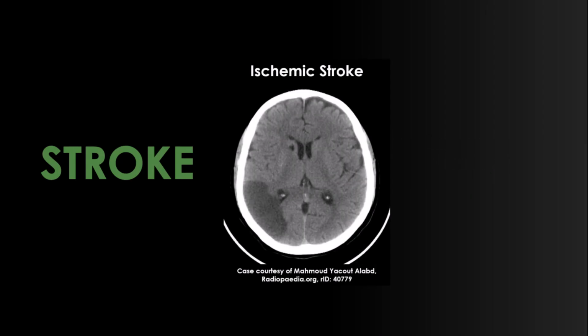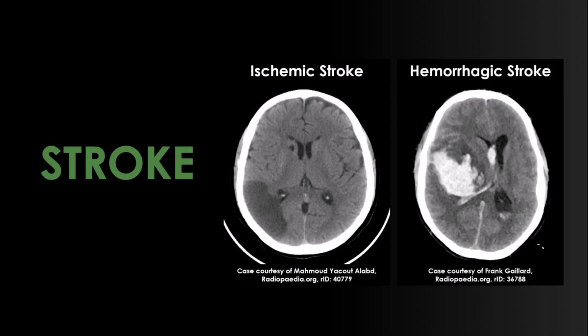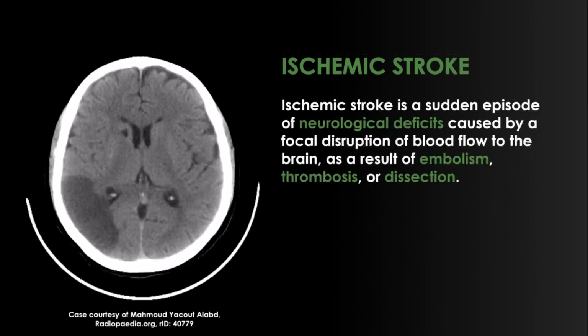There are ischemic strokes, which account for about 87% of all strokes. There are also hemorrhagic strokes, which account for about 13% of all strokes. Both ischemic strokes and hemorrhagic strokes can be demonstrated in CT imaging. We'll start with ischemic strokes.